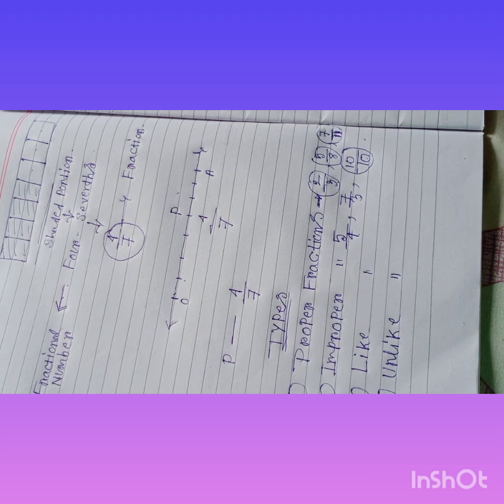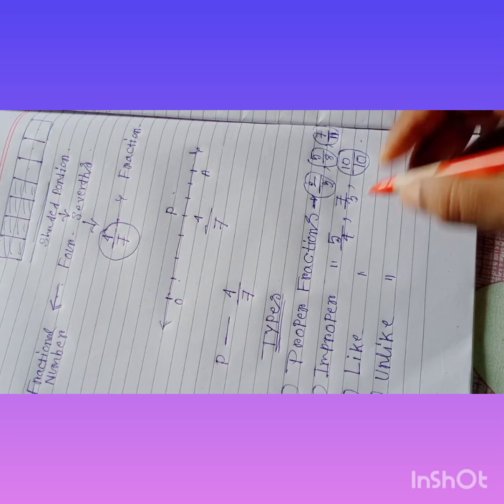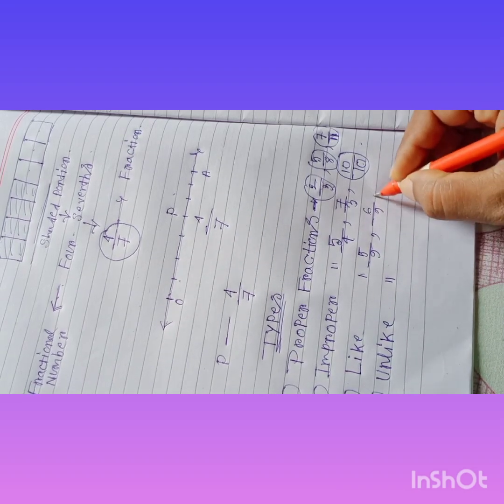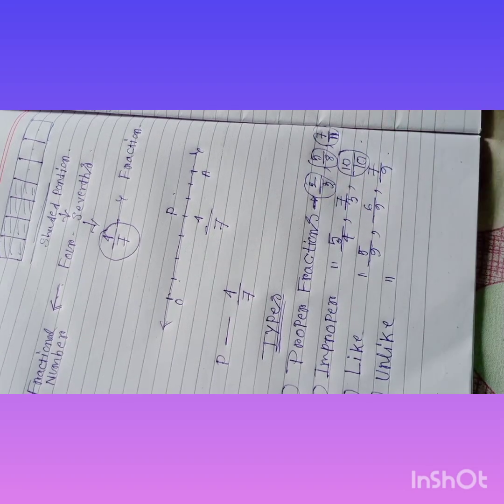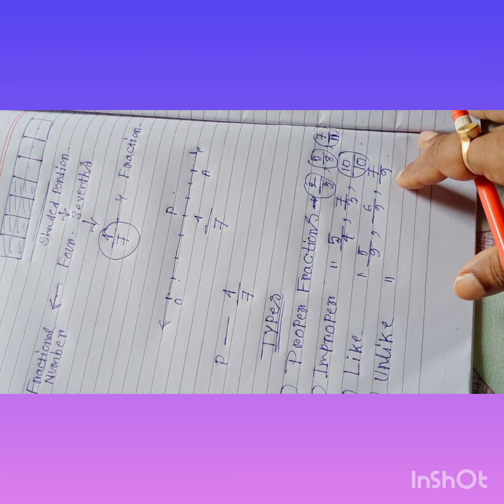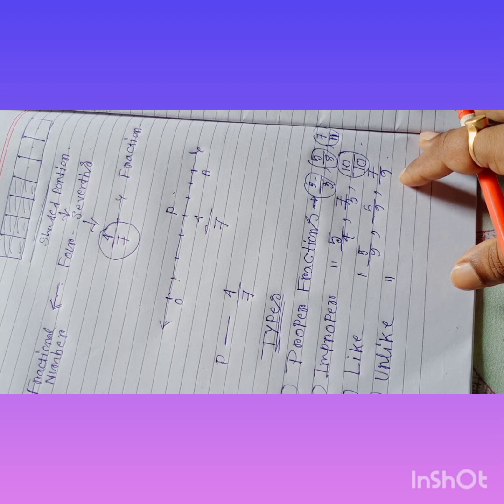Next, like fractions, and the fourth one is unlike fractions. So what are like fractions? Actually, student, in like fractions we can see the denominators will be the same. Suppose 5 by 9, 6 by 9, 7 by 9. Whereas in unlike fractions, the denominators will be different.